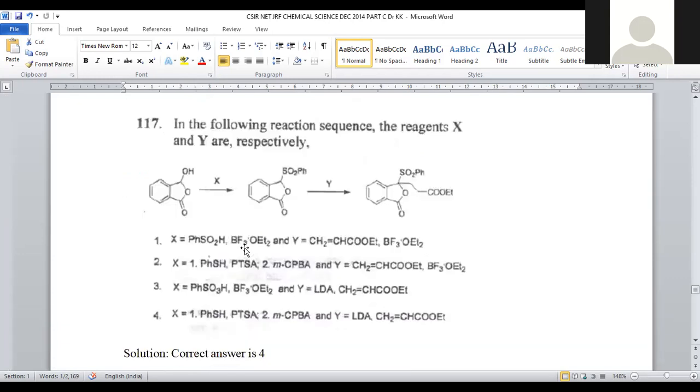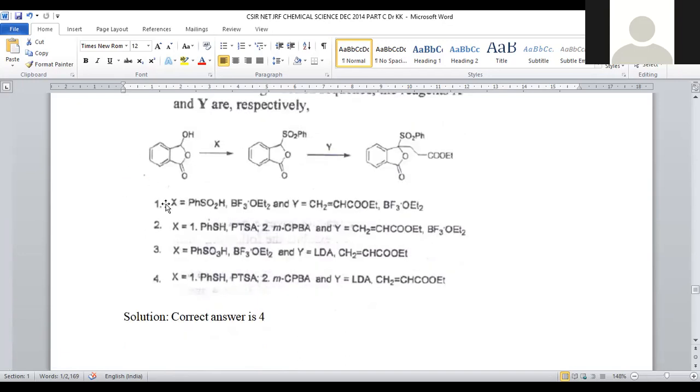Let us move on to question number 117. In the following reaction sequence, the reagents X and Y are respectively. So here we are taking a benzofused compound. A benzofused lactone was given, and here we have a hydroxy functional group. It will be treated with the reagent X. Now it will be turned into SO2Ph. When sulfur is there, the antimicrobial, meaning antibacterial, action will be very high for this compound. And this compound is further treated with reagent Y, and it is converted into another alkylated product.